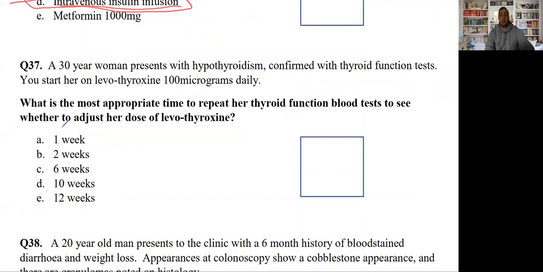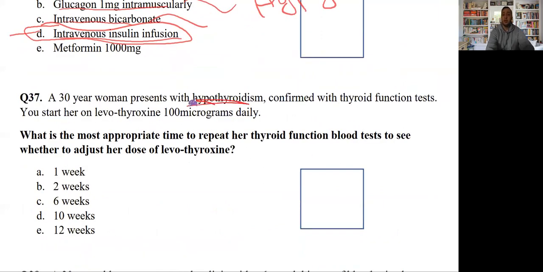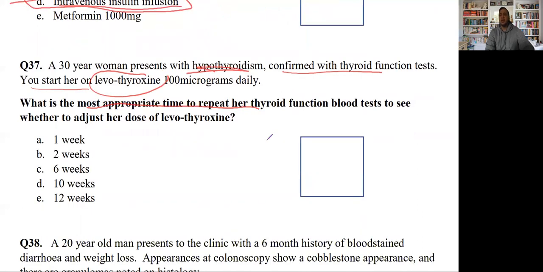Question number 37. A 30-year-old woman presents with hypothyroidism, confirmed with a thyroid function test. You started her on levothyroxine 100 microgram daily. What is the most appropriate time to repeat her thyroid function blood test to see whether to adjust her dose of levothyroxine? Usually you have to wait until 4 half-lives of levothyroxine. The half-life of levothyroxine is 5 to 7 days.